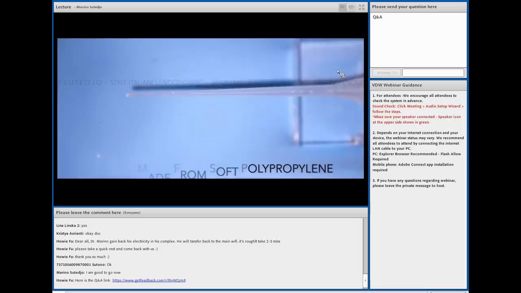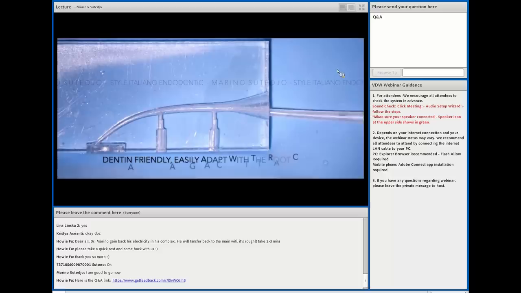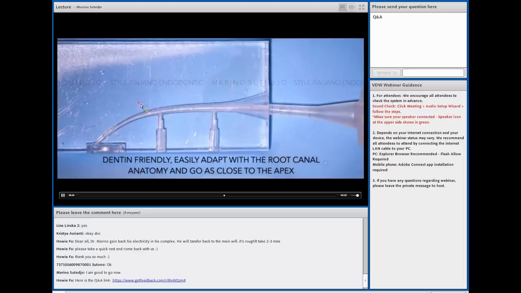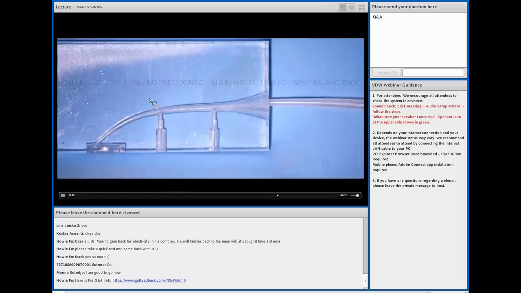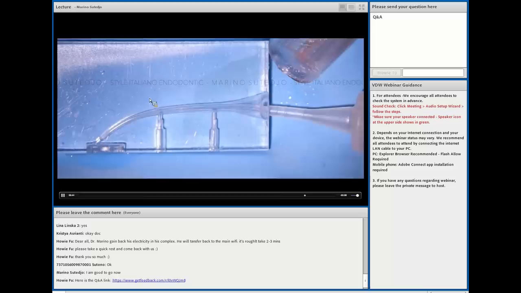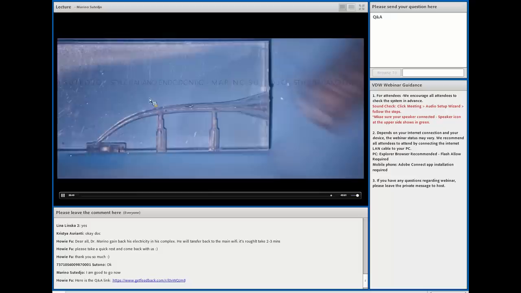As you can see here, when I use Iriflex, because it's so smooth, it easily reaches the working length without any pressure, and it's dentin friendly because it will not touch the dentin, compared to the metal irrigation needle. It's very easily adapted, and you can insert it as close as to the apex. It is so effortless, and you might enjoy it when you're using this irrigation needle.